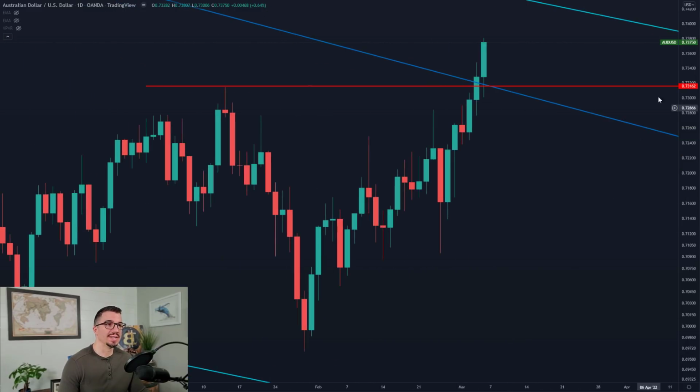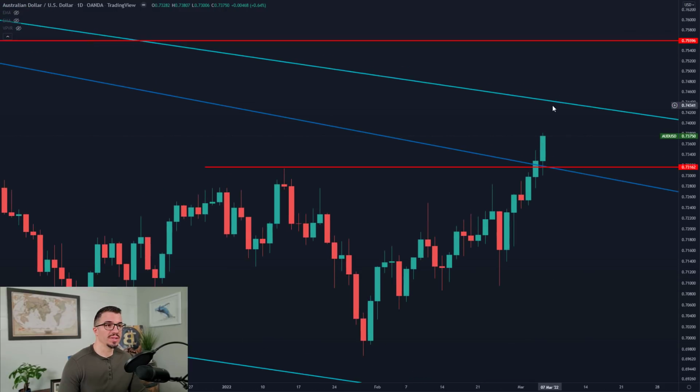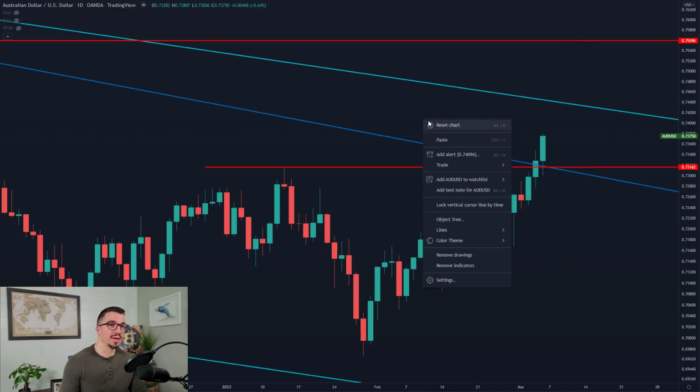Now, as I said, resistance is going to come in right up here around 743, maybe 744. So we'll see if we get that retest down here around 73, but we do want to see that area hold for the Australian dollar for this uptrend to stay intact. And again, resistance is right up here at that channel resistance. Above that is going to be this region up around 755. That's going to be the next resistance level.